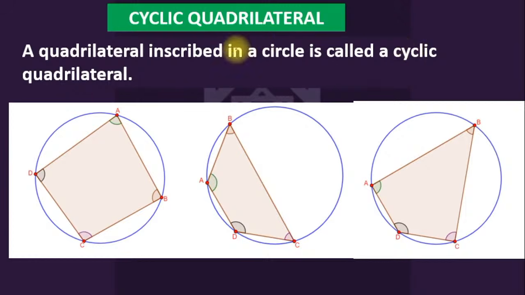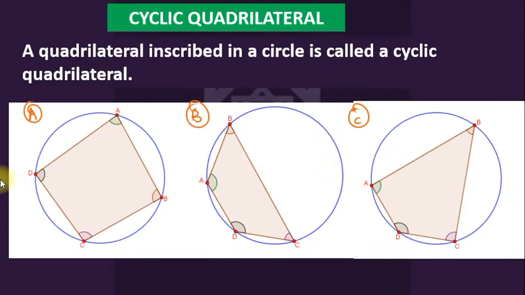And remember, inscribed means the vertices must be on the circle. So this is a cyclic quadrilateral, the first diagram, let's call it A. The second one is also a cyclic quadrilateral. As you can see, the four vertices are on the circle. Finally, the last one is also a cyclic quadrilateral. So no matter the shape, once it's a four-sided polygon inscribed in a circle, it's called a cyclic quadrilateral.